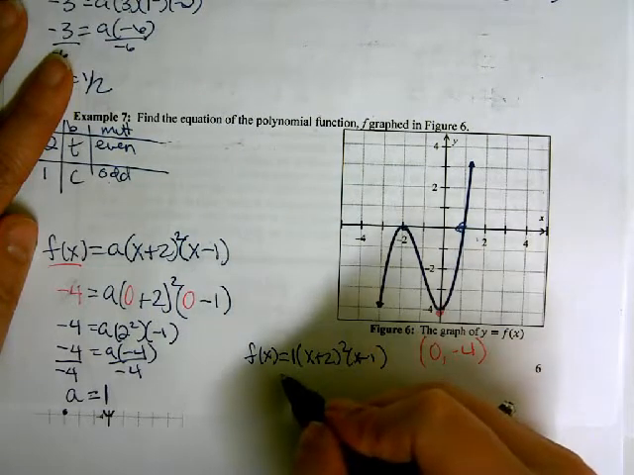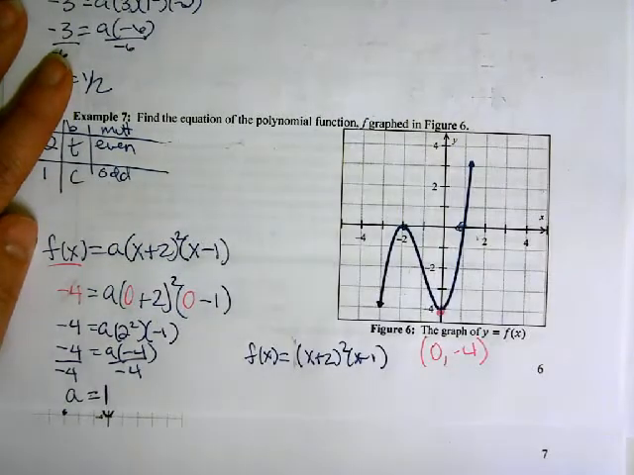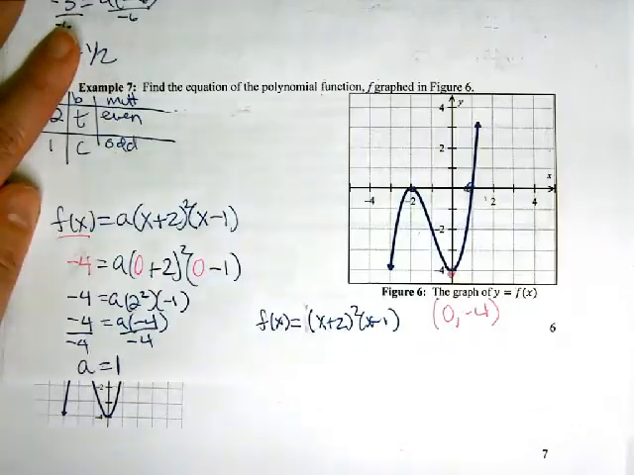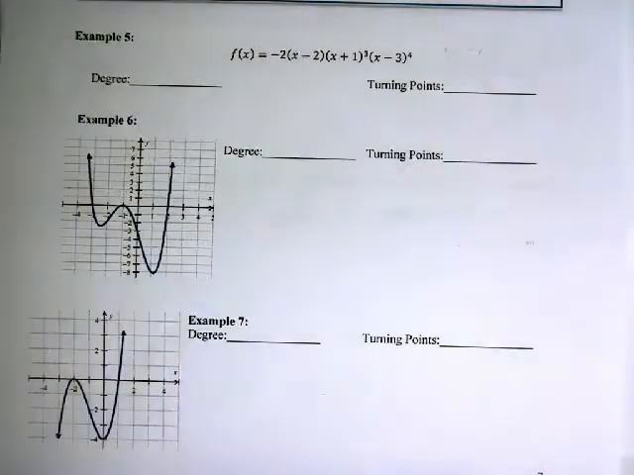But we don't ever write that. We never have the 1 there. So it always appears that there's nothing there, that you didn't have an a value, but you actually did. It was just 1. We don't write 1. So that's how you take a graph and create an equation.